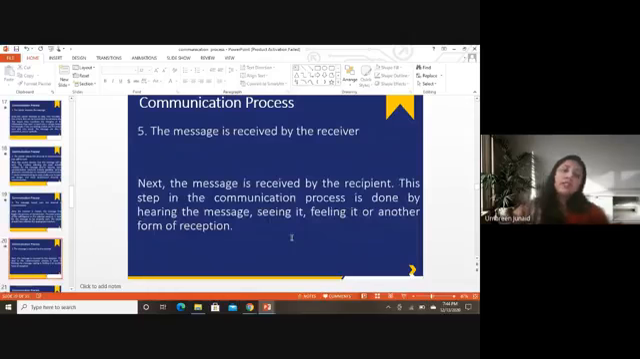The message is received by the receiver. Finally, it is received by the recipient. This step in the communication process is done by hearing the message, seeing the message, feeling it, or another form of reception. You might be hearing someone saying something. You might be seeing something in a presentation.